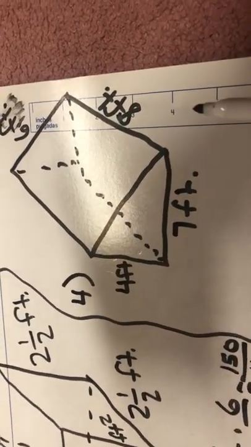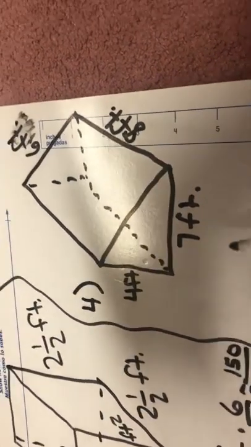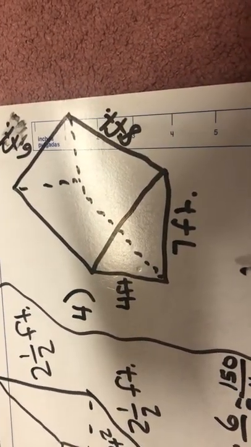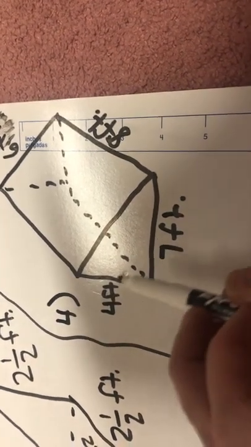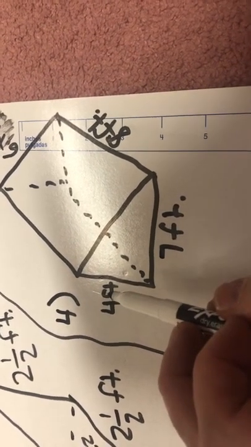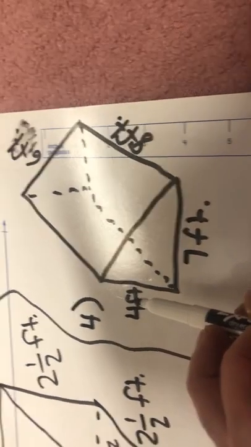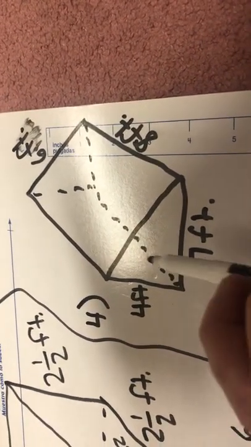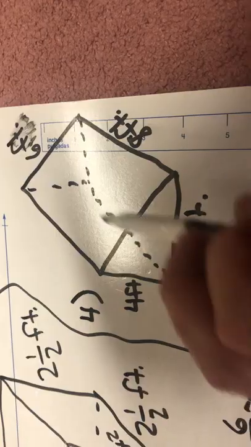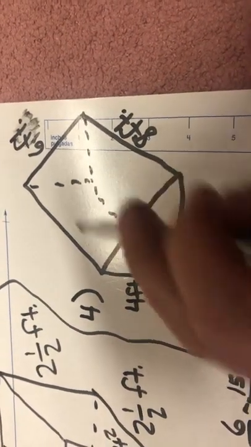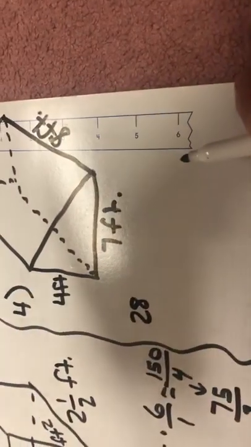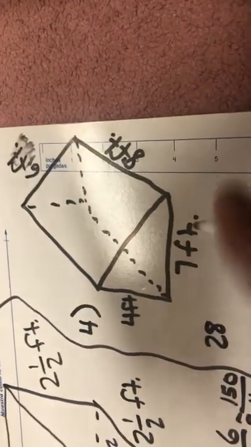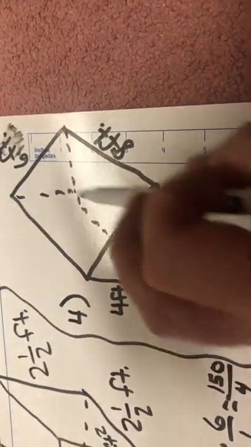I want to remember, for a triangle, base times height divided by 2. So base is 7, height is 4. 7 times 4 is 28. I'd take 28, I divide it by 2. That gives me 14. So I have 14 square feet here, 14 square feet here. That gives me a total of 28 square feet. Okay? So my 2 triangles give me 28.